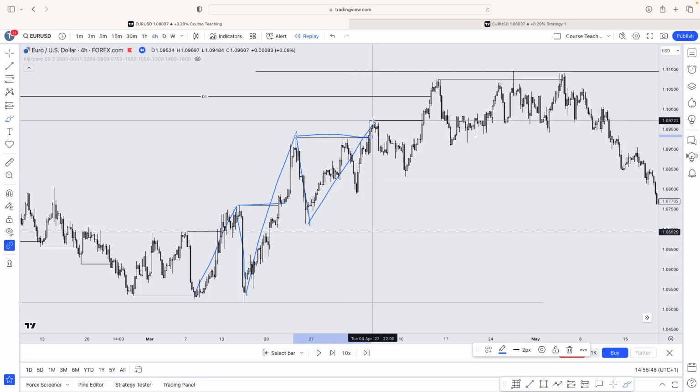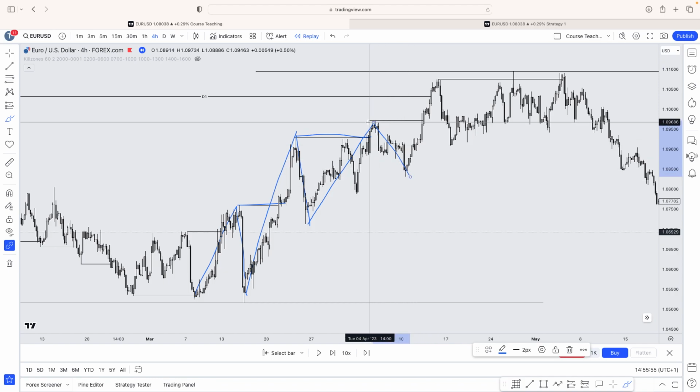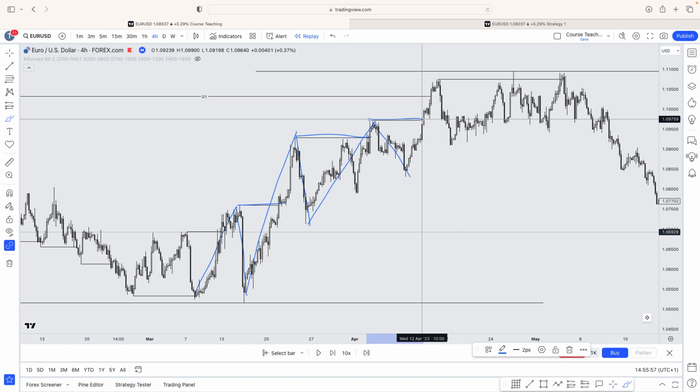What do we expect after a 4-hour break of structure? We expect a 4-hour pullback. 4-hour pulls back to this point here, and then what do we expect? We expect it to target this 4-hour weak high. Price then pushes up and breaks 4-hour structure to the upside again.